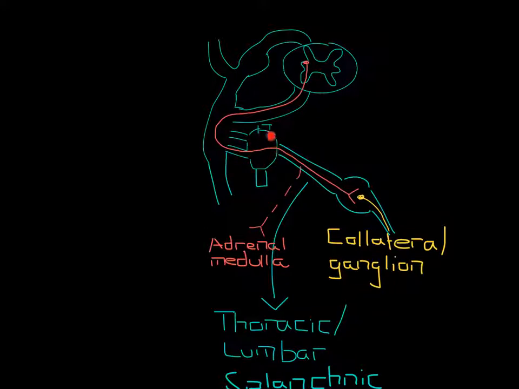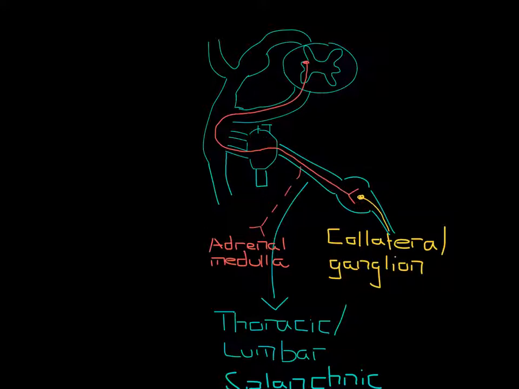This is your sympathetic trunk. It can go through it without synapsing and actually synapse in a thing called the collateral ganglion, and you'll learn about that later. I just want to show you the pathways first and not get too worried about the details. So it'll skip the sympathetic trunk and go synapse in the collateral ganglion.